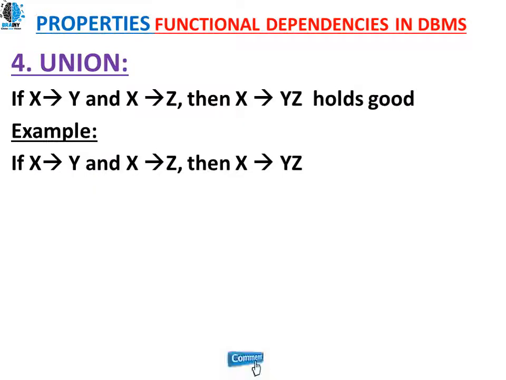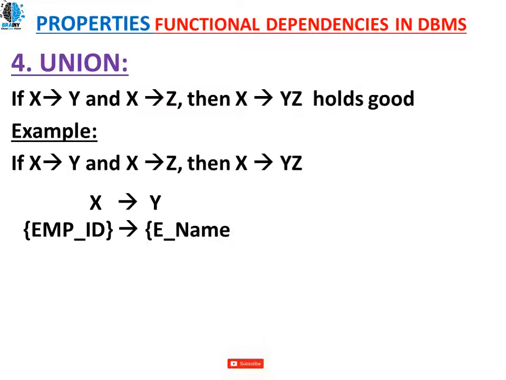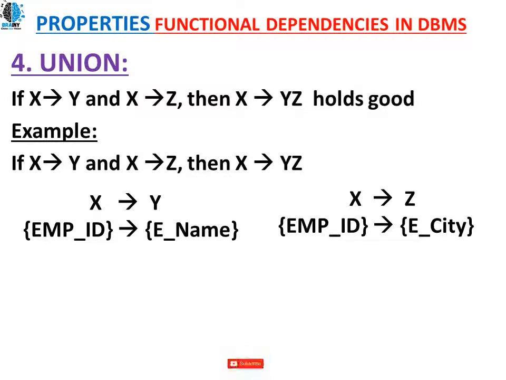Next, union. Union is very easy. X goes on Y, X goes on Z. If I take the union of Y and Z, that also holds good. So let's see this with an example. X goes on Y: employee ID goes on employee name. Next, X goes on Z: employee ID goes on employee city. The union of Y and Z will be employee name and employee city. So employee ID goes on employee name and employee city.